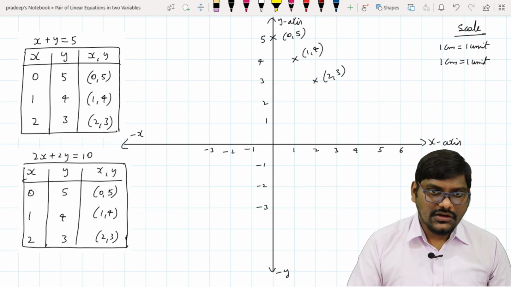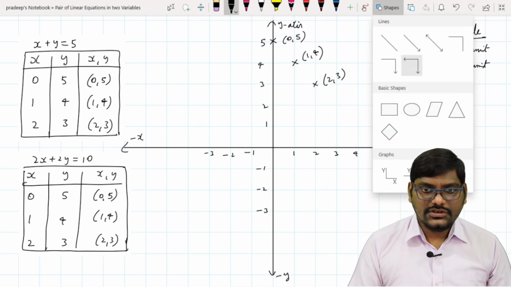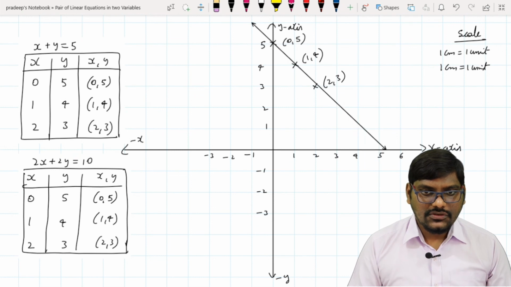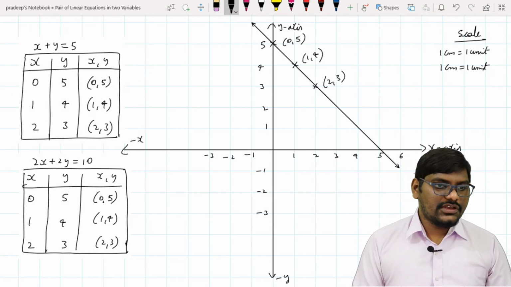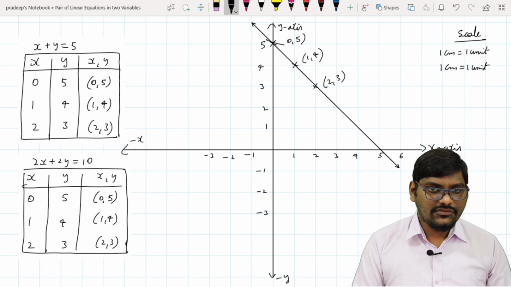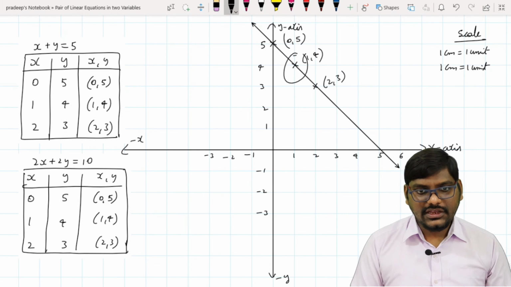So to draw the graph, I can take the equation. Right, so this is the graph for the first equation. So this is the line which we got for the first equation. Let's do for the second equation also. So 0 comma 5 we are again getting here as a point, and let's try for the second point. So second point is 1 comma 4. Again we are getting the same point, and 2 comma 3 we are getting again at the same point.